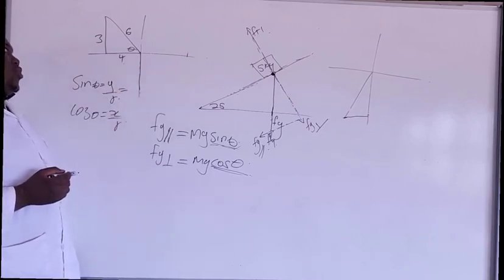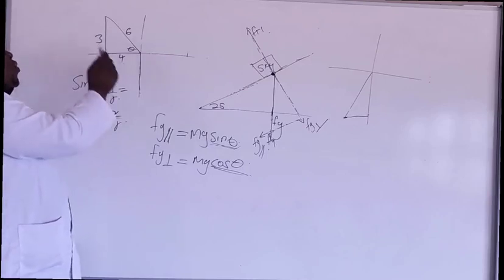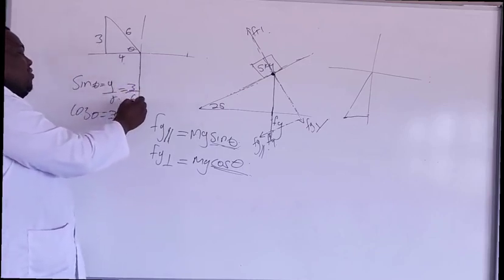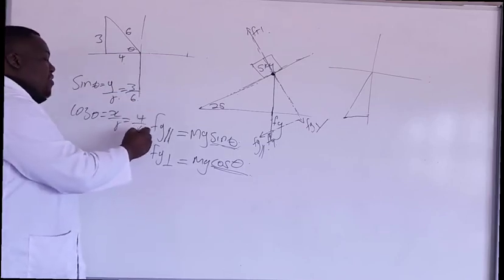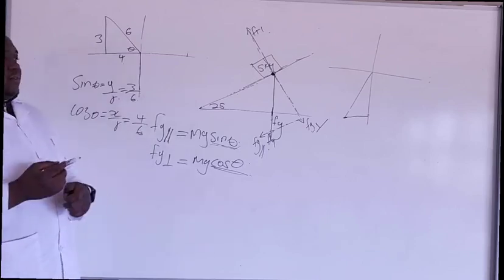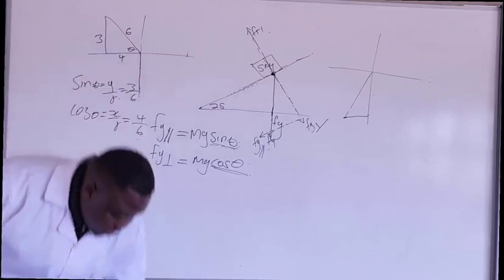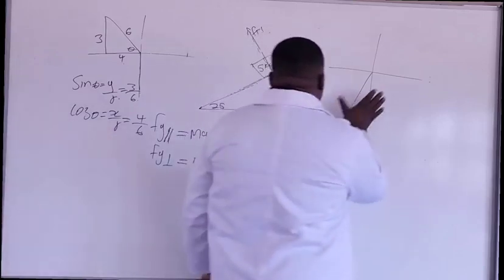Sine theta is equal to y over r. Which one is y? Y is 3, so we're going to have 3 over 6. Cos theta is x over r. Which one is x? We're going to have 4 over 6. So that's what we have. See what we are having here.